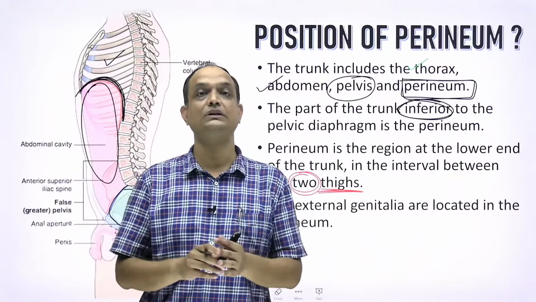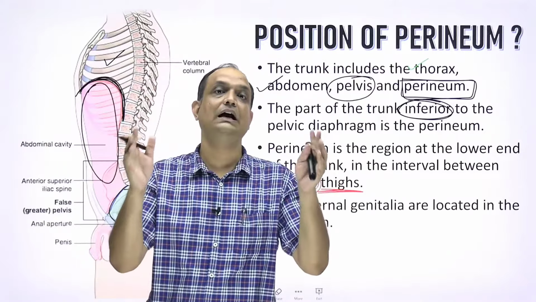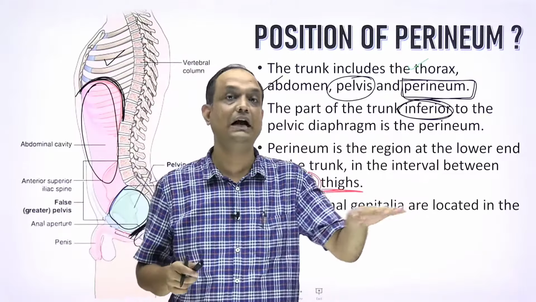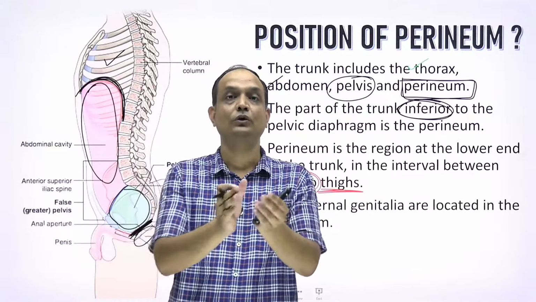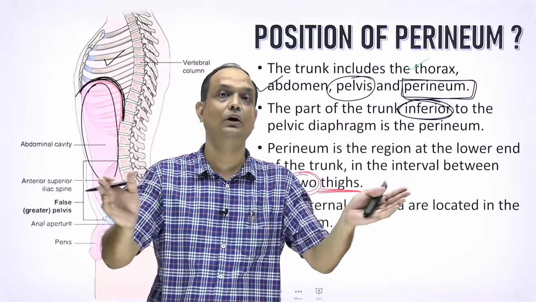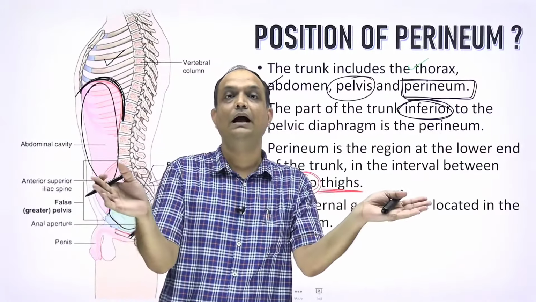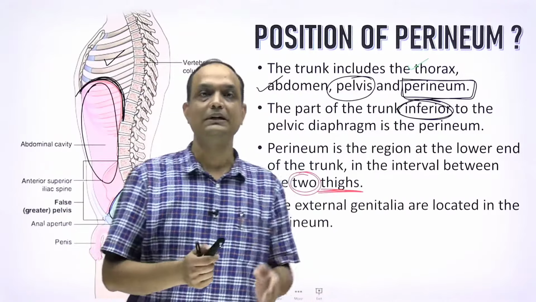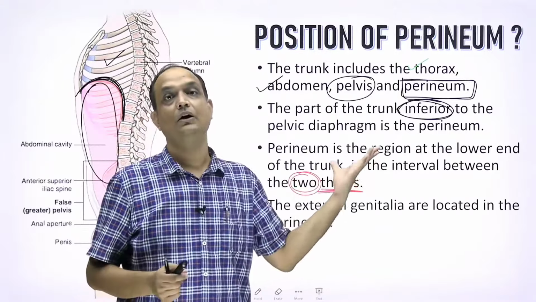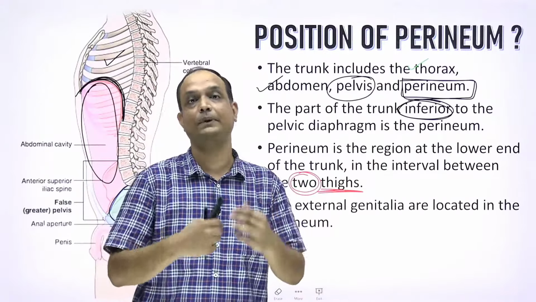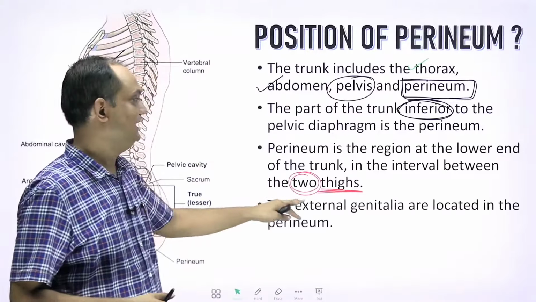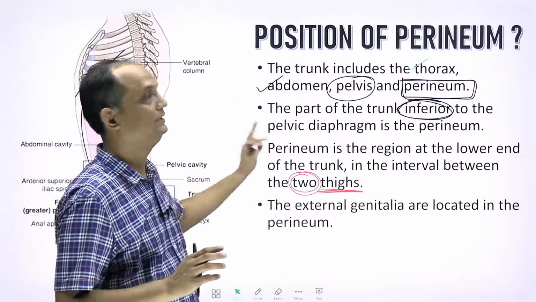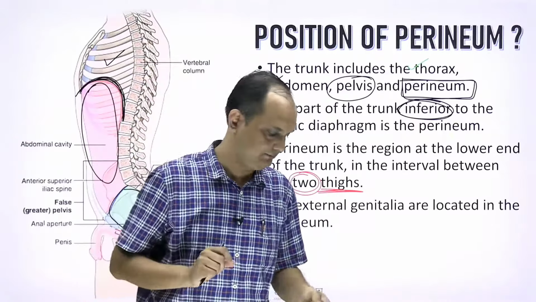You have to change the position of your thighs if you want to see the perineum. You make the patient lie down, and then ask the patient to laterally rotate their lower limb, so the thighs go apart and this hidden area from below becomes visible. So the perineum is the area which lies on the inner side of the upper part of the thigh. The external genital areas are located in the perineum. Clear? So this is what you have to understand about where you will find the perineum.